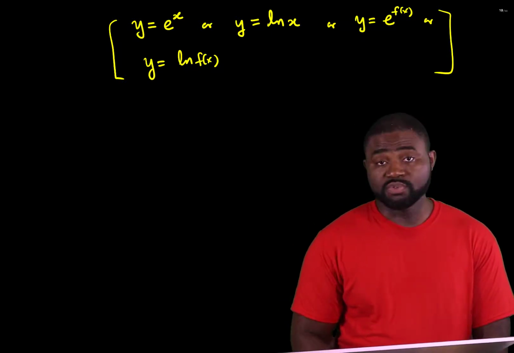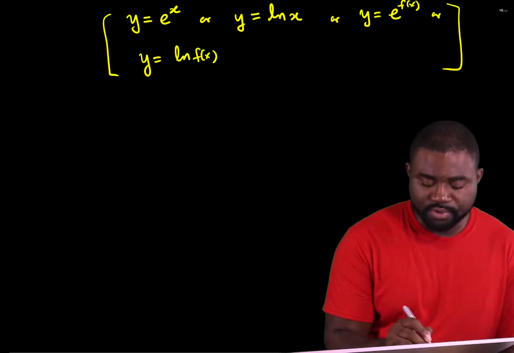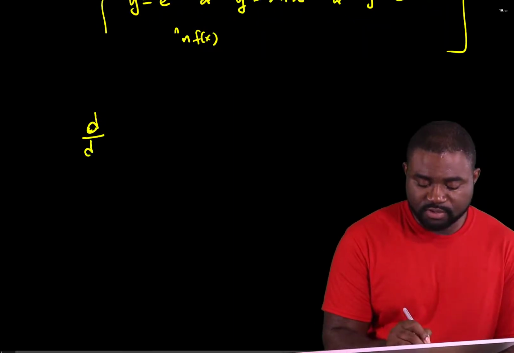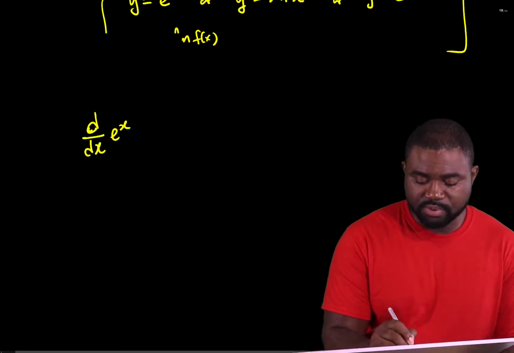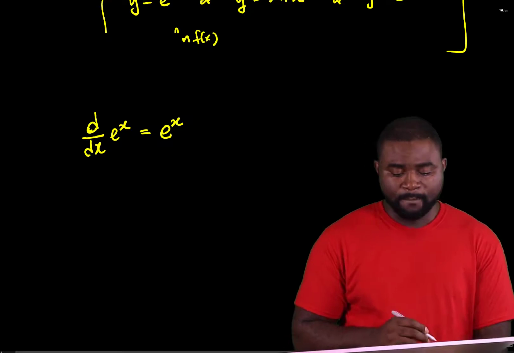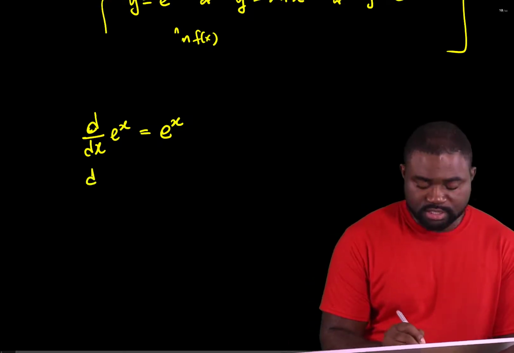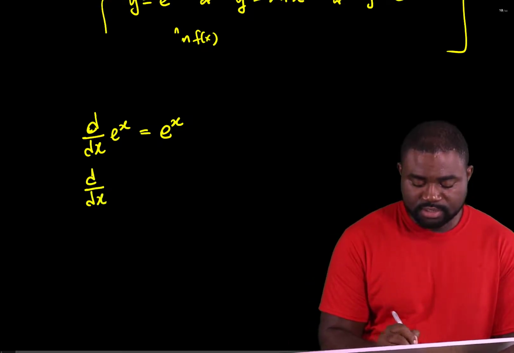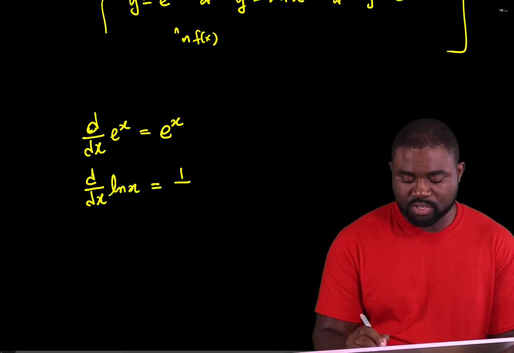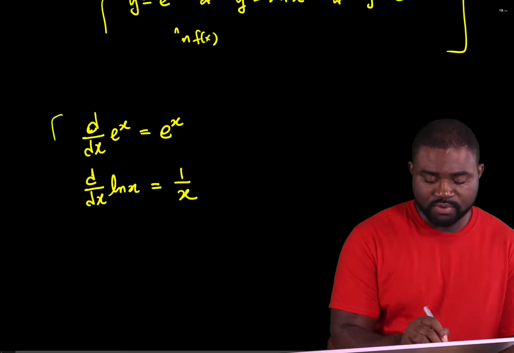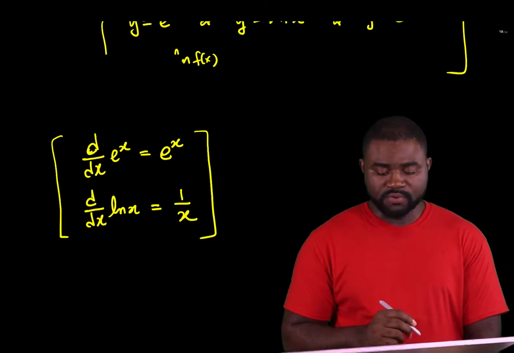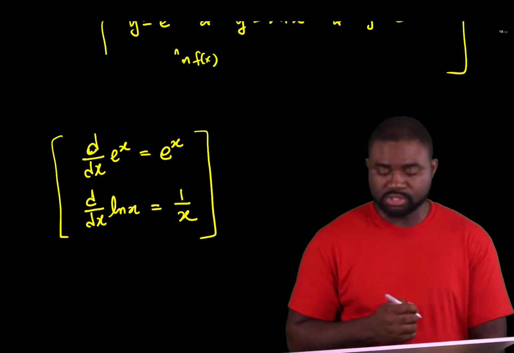Now the very first rule that you always need to remember is that the derivative d dx of e raised to the power x is just equal to e raised to the power x. And d dx ln x is just equal to 1 over x. This fundamentally will be used in deriving most of the functions that we have.